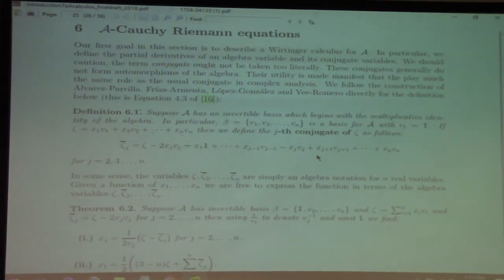But if I have what's called an invertible basis, which by the way I explained exists earlier, we can define the Jade conjugate by just taking the variable minus twice that Jade component. That just flips the sign on the Jade component. It's the natural extension. This is not like the quaternionic conjugate, which changes the signs on the i, j, and k. This is not that. This is something different.